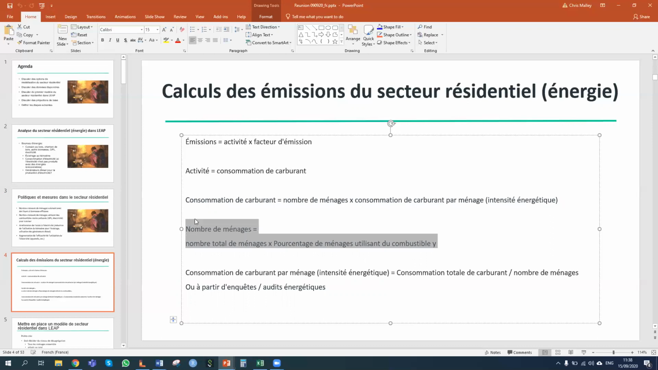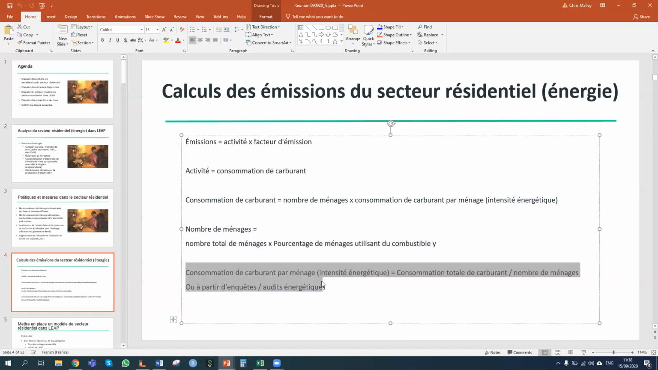The number of households can be calculated as the total number of households times the percentage of households who use a particular type of fuel. And the energy intensity, the average consumption of fuel per household, can be obtained sometimes directly from energy audits or energy surveys, or it can be calculated from the national energy balance as the total consumption of fuel divided by the number of households.